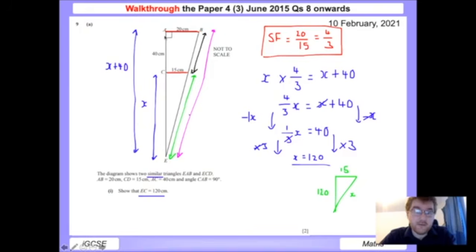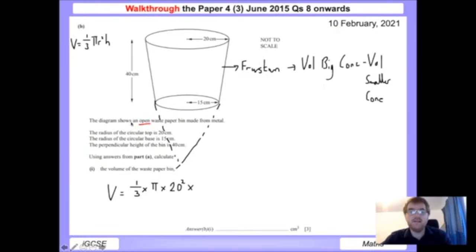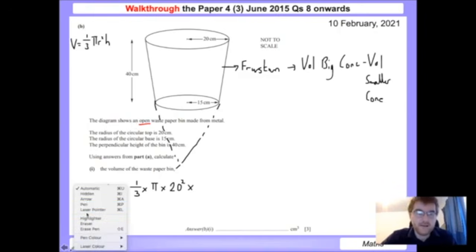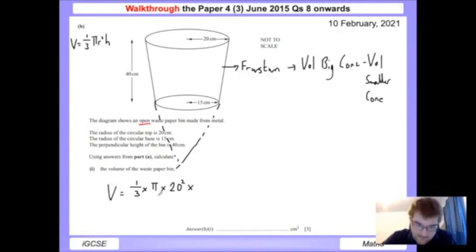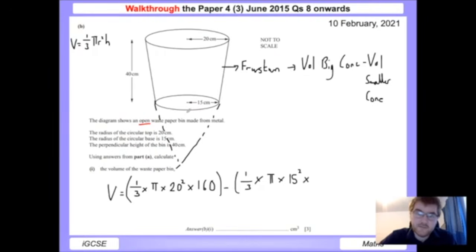The perpendicular height, remember? So the entire length of the line is the perpendicular height, which in this case is 160. We used it before, 120 plus 40 is 160. So this is where you're using your answers from part A. So actually we do have the entire perpendicular height, which is 160. We minus the smaller cone, so we get 1/3 times pi times 15 squared times this perpendicular height.